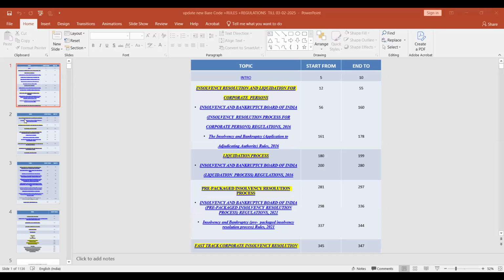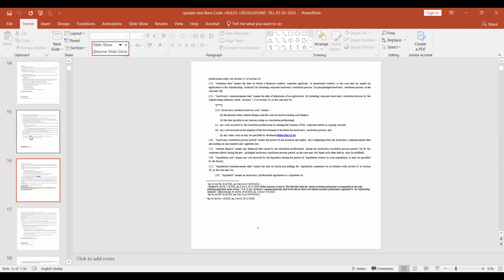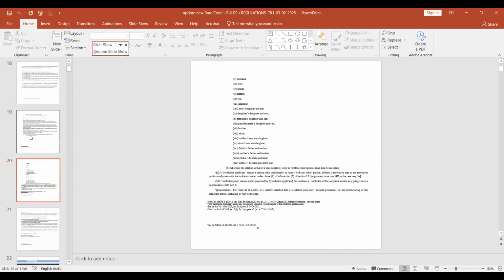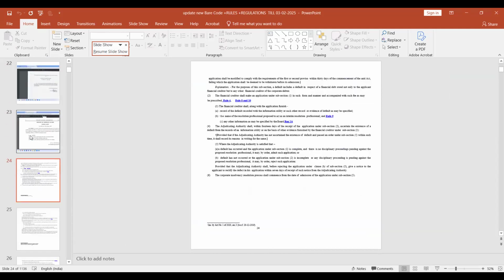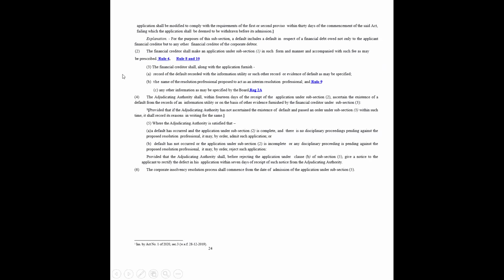I hope my screen is visible now. Section 7(3)(a). I will not do it for all the sections, but somewhere we can, so that I am just telling you the way to read things. So what does Section 7(3)(a) say?